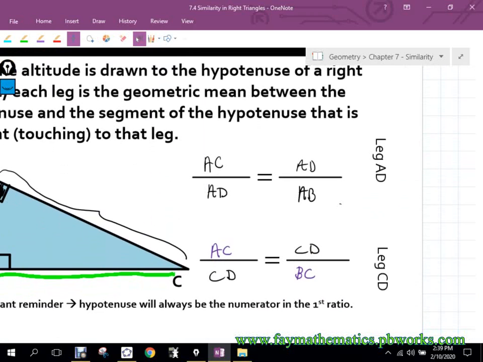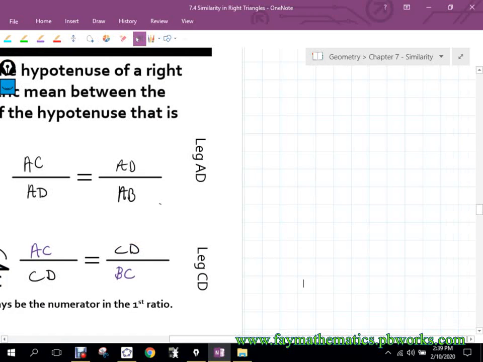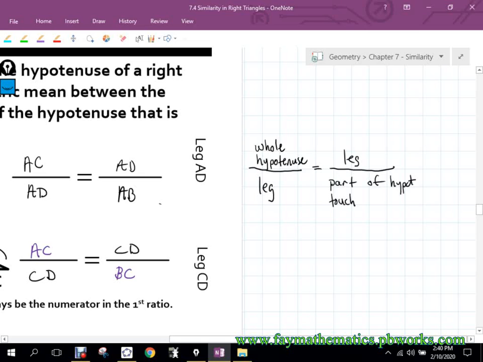So this, I'm going to write as: what went in the geometric mean spot was a leg. So leg there and leg there. I always keep my numerator in this first fraction as the whole hypotenuse. And this would be part of the hypotenuse touching the used leg.